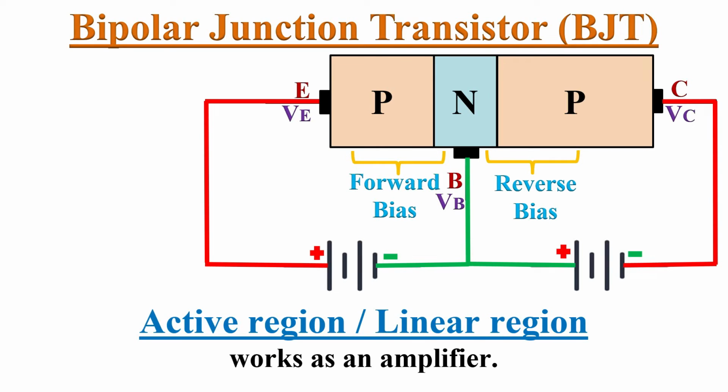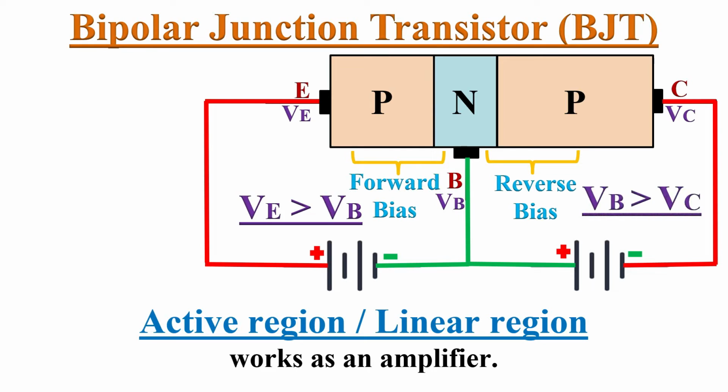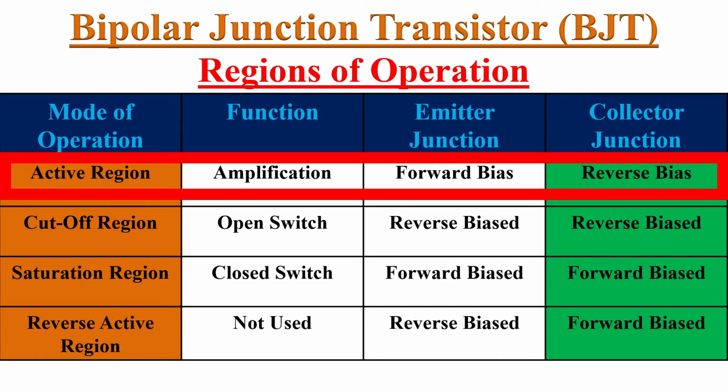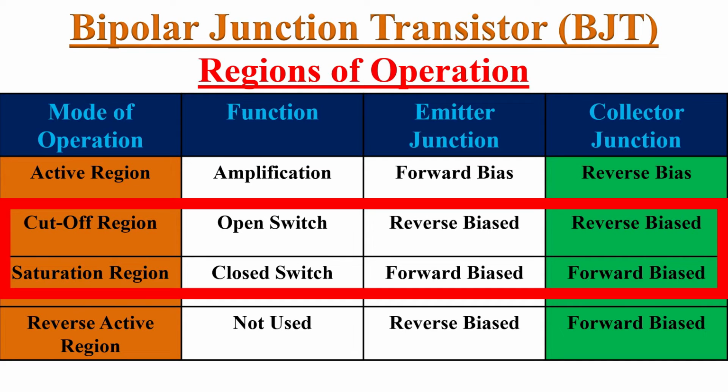Similarly, if we talk about PNP transistor, then in case of active region, emitter voltage must be greater than base voltage and base voltage must be greater than collector voltage. Hence, PNP transistor active region biasing voltages should be like this. Emitter voltage should be greater than base voltage and collector voltage. PNP transistor can also be operated in different regions by changing its biasing conditions. So, to use BJT for amplification, it must be operated in active region, and to use BJT as a switch, it must be operated in cutoff and saturation region.